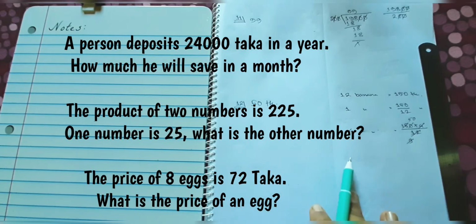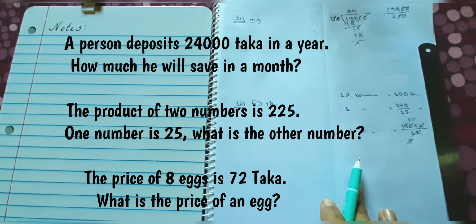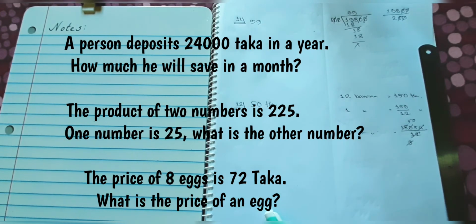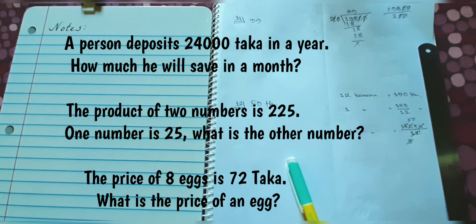Another question is, the product of two numbers. We are talking about product, so we will go for division, right? You can see that question over here. Now we are dividing 225 by 25 to get the other number. The answer will be 9. I'll give you the answer, it will be 9.